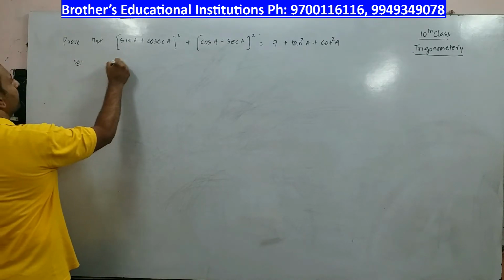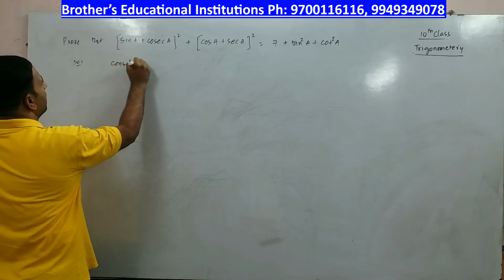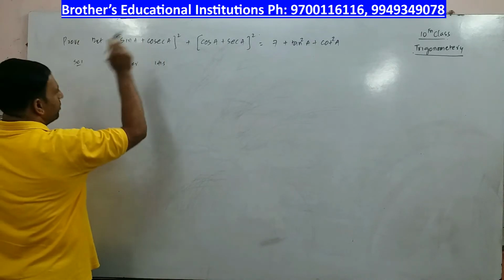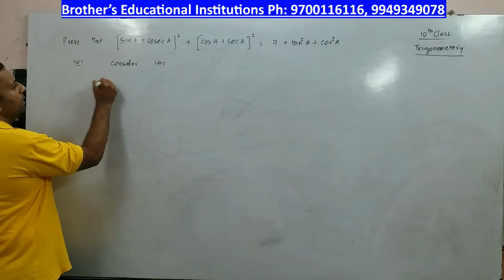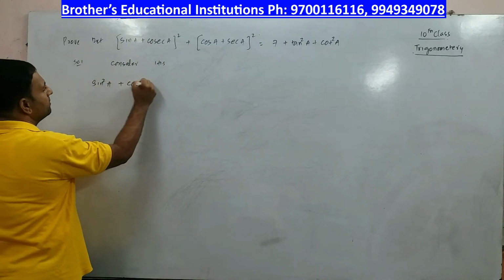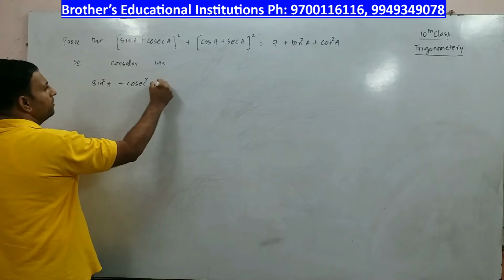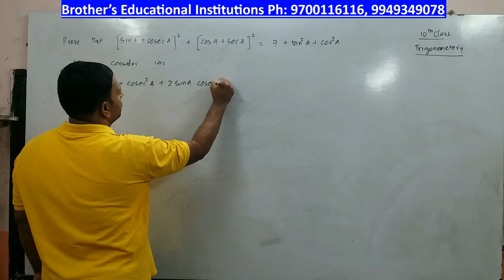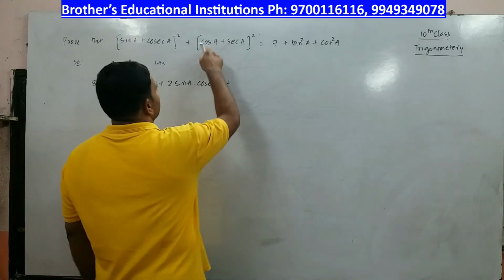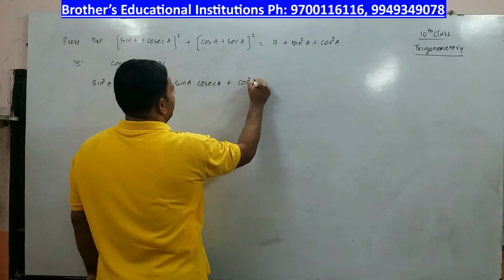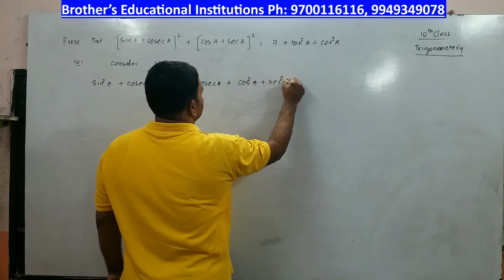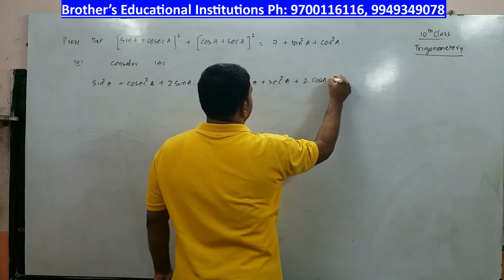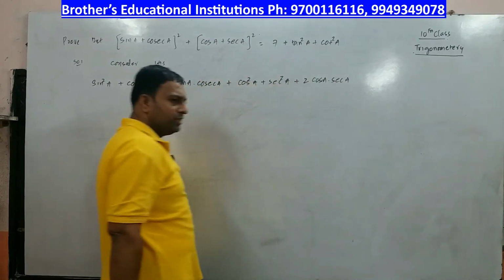Solution. Consider the left hand side. It is (a plus b) whole square. So let us write that: a square plus b square, meaning sin square A plus cosecant square A plus 2 sin A into cosecant A, plus cos square A plus secant square A plus 2 cos A into secant A.